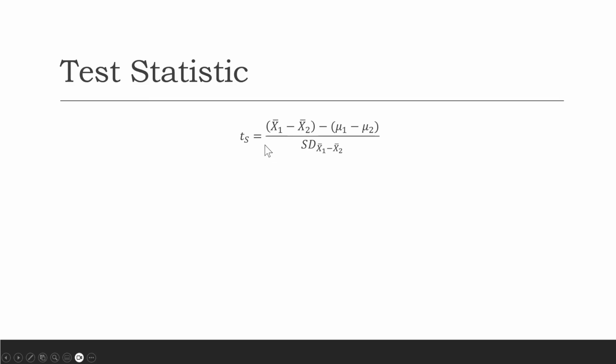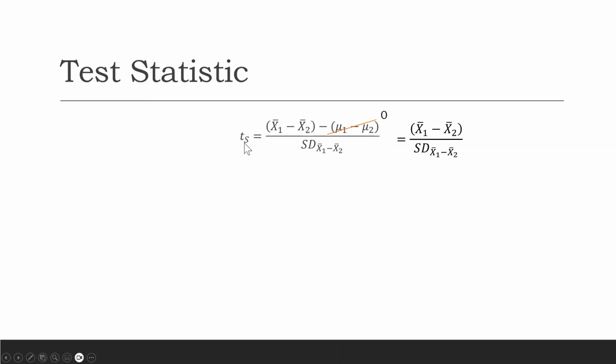Now, remember that we're using a null hypothesis. My null hypothesis when I'm doing an independent samples t-test is that mu sub 1 minus mu sub 2 equals 0. So now we can see that we can simplify this formula to just be the difference in our sample means divided by our standard error of the difference in those sample means, right? Now, this is a T statistic.